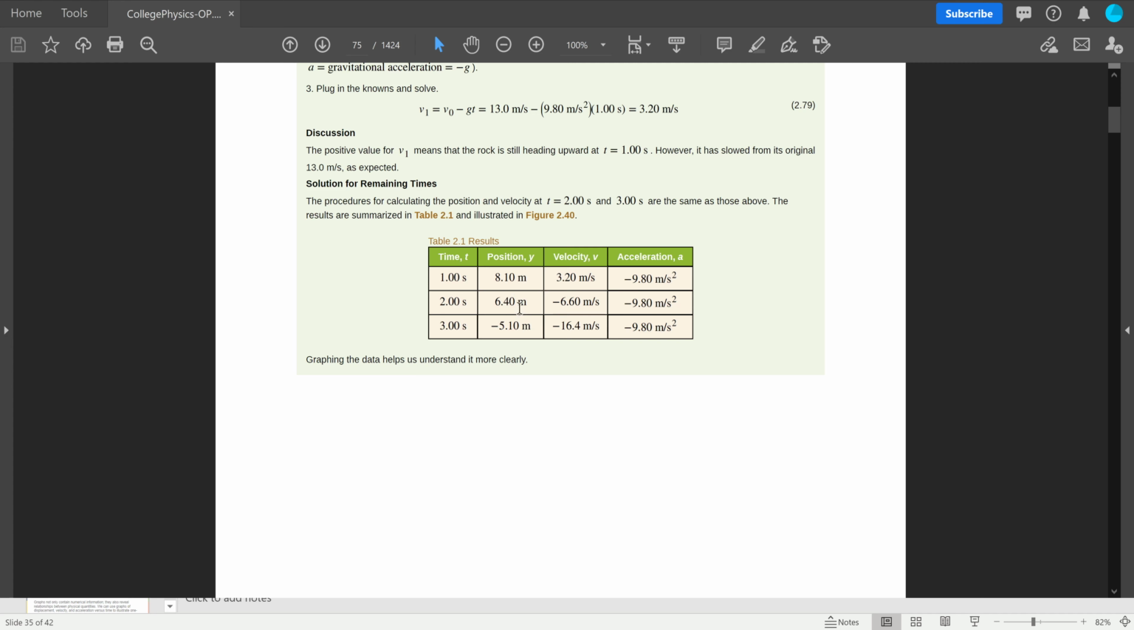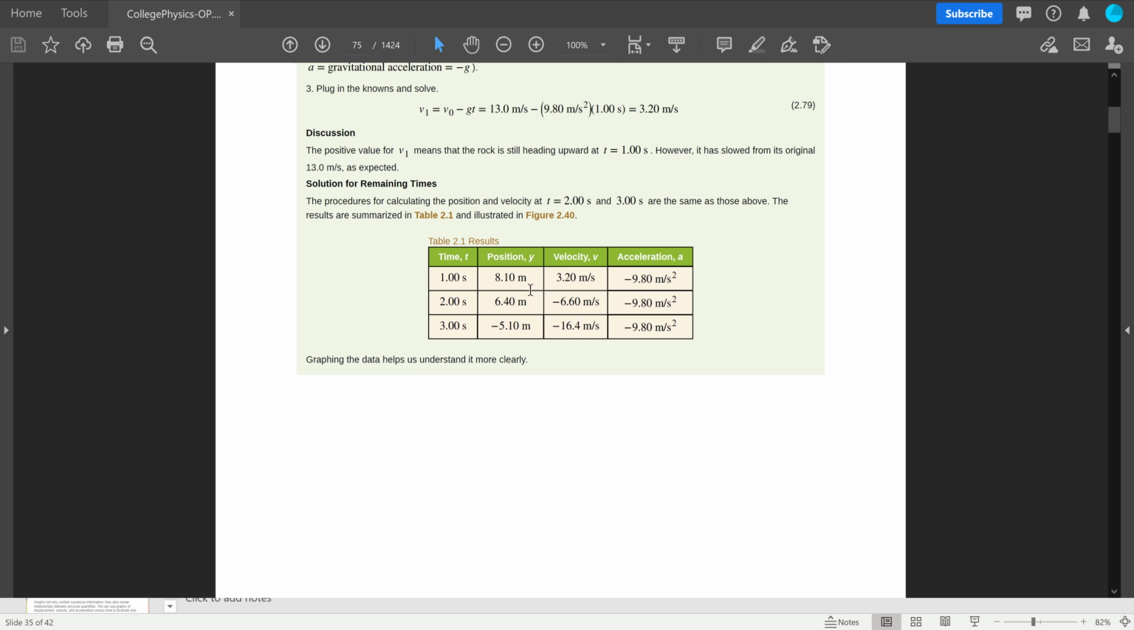But here, what you can tell is that at 1 second it was at 8, but at 2 seconds it was at 6. So it's probable that after 2 seconds it was already coming back down to Earth, because this position is lower. And at 3 seconds it was in the negative, so that means it was already past the cliff. It was already on the way down. We were looking down at that rock falling towards the Earth.